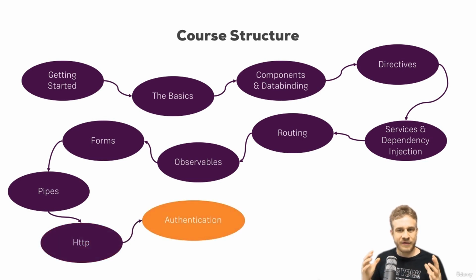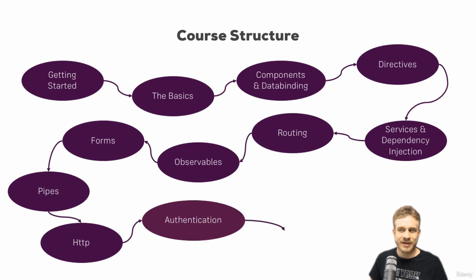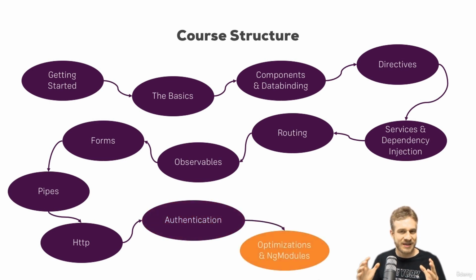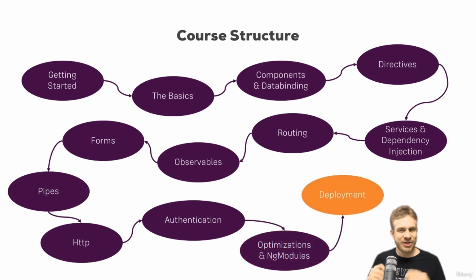Thereafter, we'll have a look at authentication. What does authentication mean in an Angular application? How does it work? And once we're at it, let's simply implement it in an application. Then we're going to have a look at some optimizations we can put into place and how we can manage different modules in our application, something you will really understand once we are at this point. And then we're going to deploy an application and learn how we can get our Angular application from our local machine to a place in the internet where we can view it.